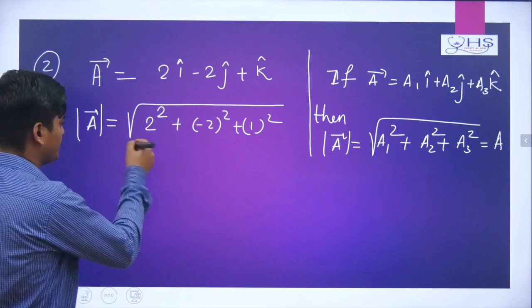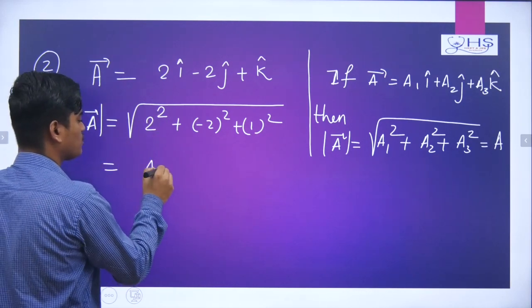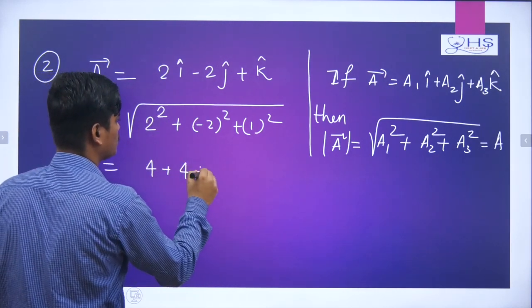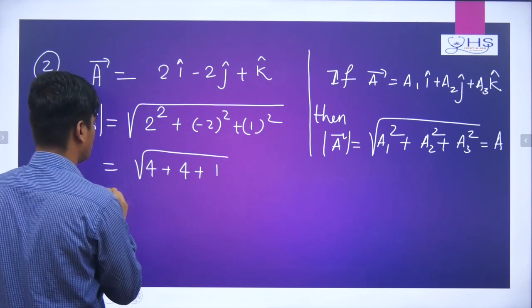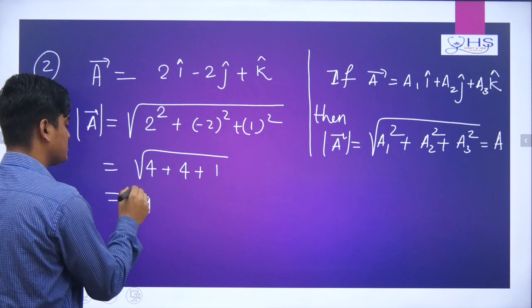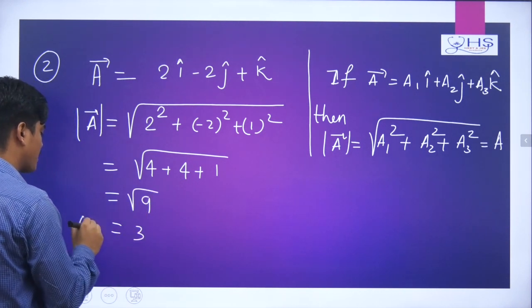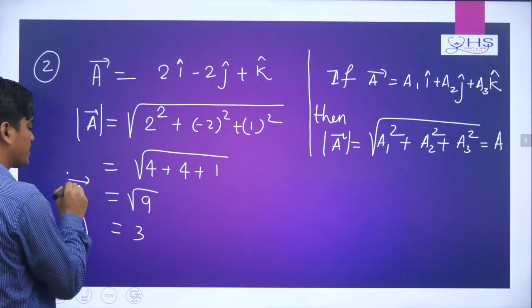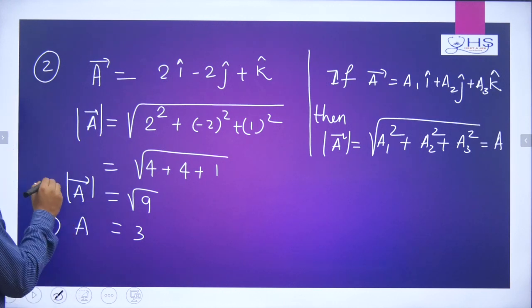Now here, similarly, if you calculate, 2 square is 4, plus minus 2 square is 4, plus 1 square is 1, root under how much is it coming? 4 plus 4 plus 1, so 8 plus 1 is 9. So root 9 is nothing but 3. So what is the magnitude of the vector? The magnitude of the vector is nothing but 3.